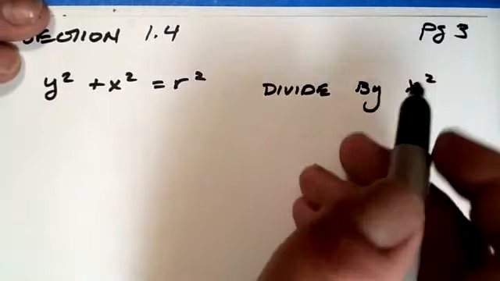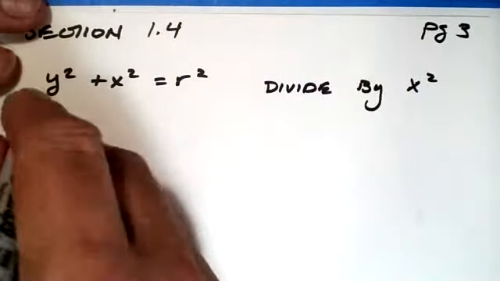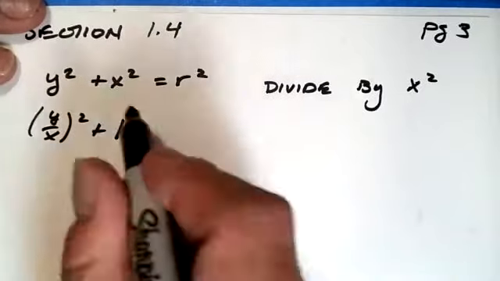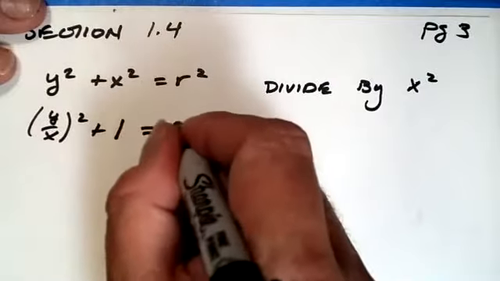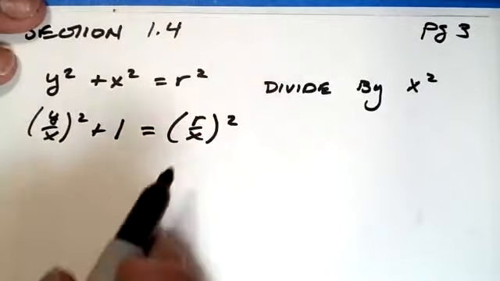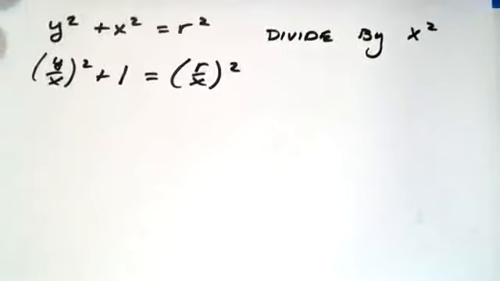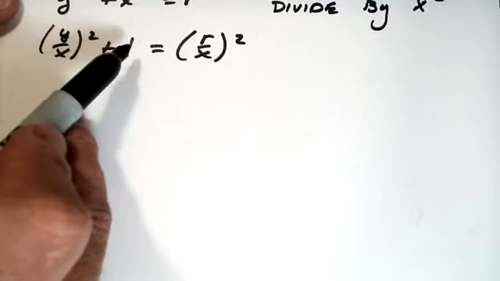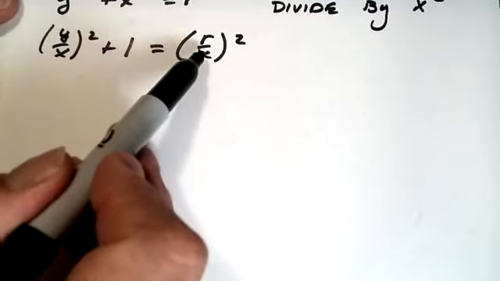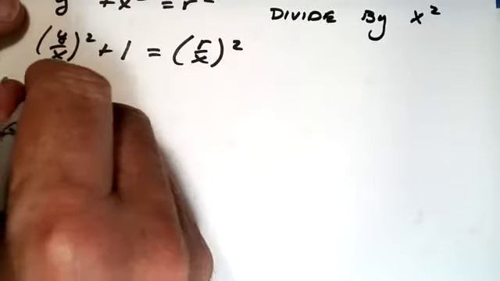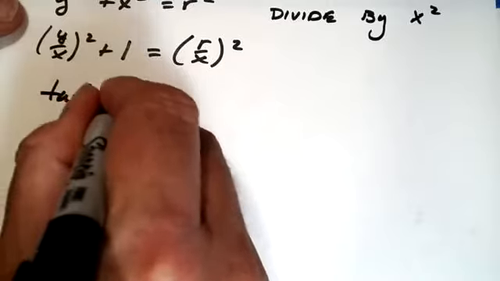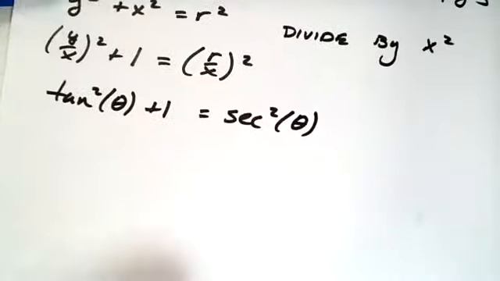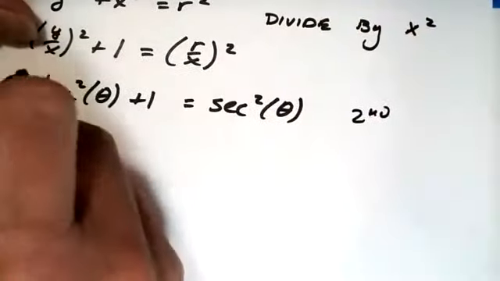So when I divide everything by x squared, and I'll simplify this a little bit, I get y over x, quantity squared, plus 1, because it's x squared over x squared, is equal to r over x, quantity squared. So I skipped a couple steps there, but the same steps that we did before. Well, this right here is tangent squared, plus 1, and this right here is secant squared. So our second Pythagorean identity is tangent squared of theta plus 1 is equal to secant squared of theta. And this is the so-called second Pythagorean identity.